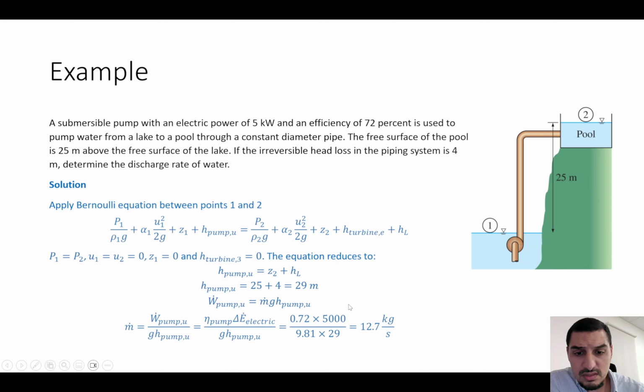We know all this information. This is 5 kilowatts, which is 5,000 watts. The efficiency is 72%, and the H pump is 29 meters, which we calculated here. From this, we can get the mass flow rate of the water through the pump.